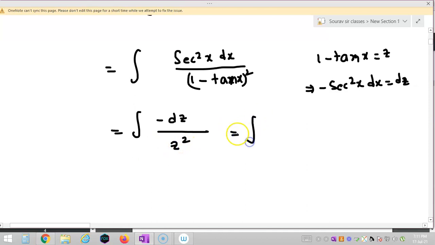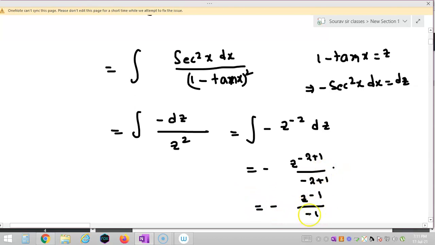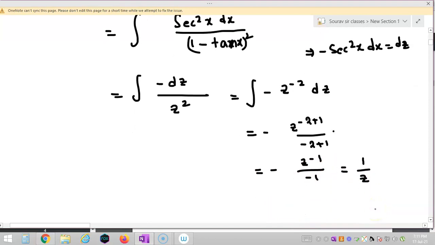So it will be equal to integration of minus z to the power minus 2 dz, right students? So I can write it minus z to the power minus 2 plus 1 by minus 2 plus 1, right students? So I can write it minus of z to the power minus 1 by minus 1, so minus minus plus, so it will be 1 by z, right students? So the value of z is equal to 1 by 1 minus tan x, so there will be an integrating constant obviously. So 1 by 1 minus tan x plus c, right? So the value of this integration is 1 by 1 minus tan x plus c, right?